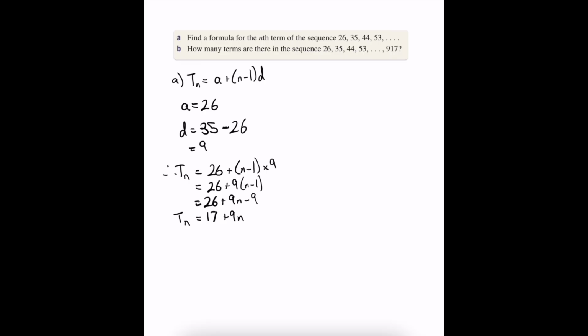And that's our answer. Now part b says how many terms are there in the sequence 26, 35, 44, 53, all the way to 917.